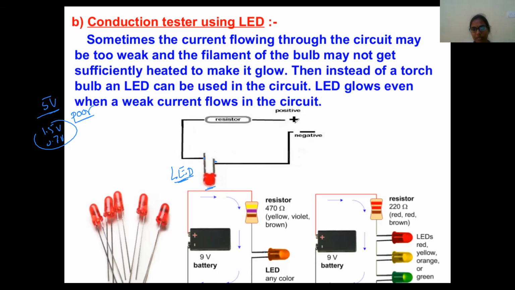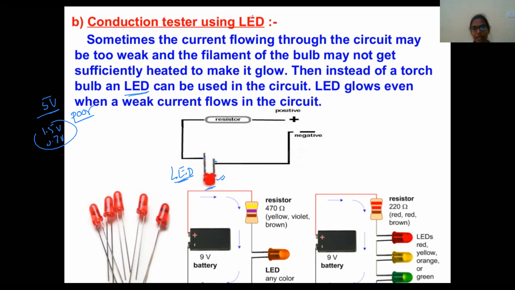Everything else is the same. The only thing is that we use the LED bulb instead of a bulb. So we decide whether it glows or does not glow. Clear, children? When we measure very small currents, that time we use LED bulbs.